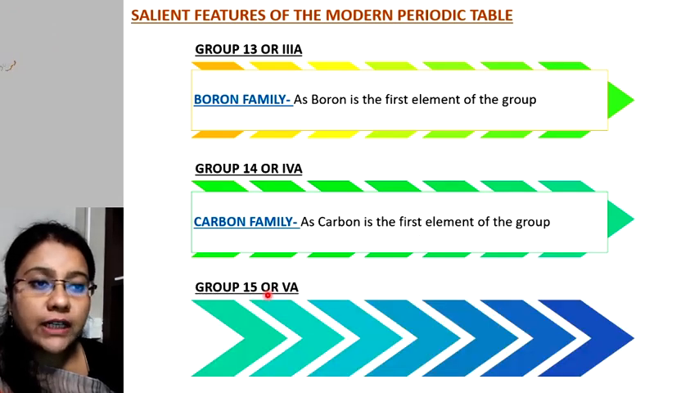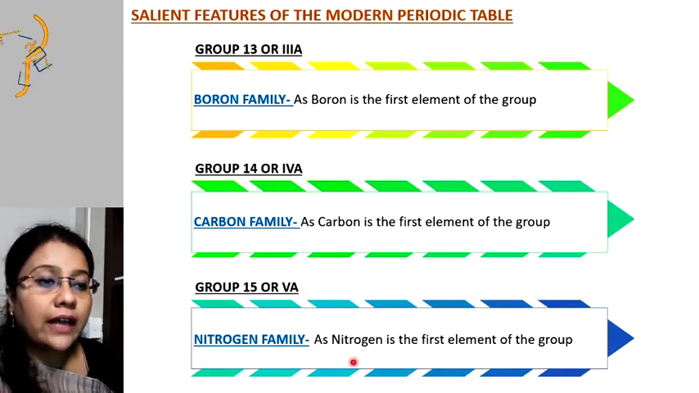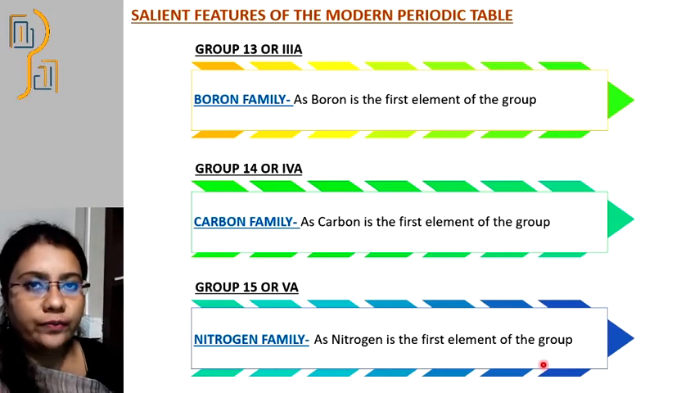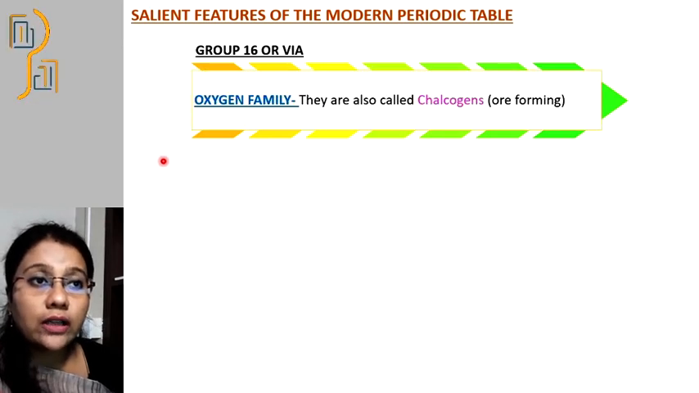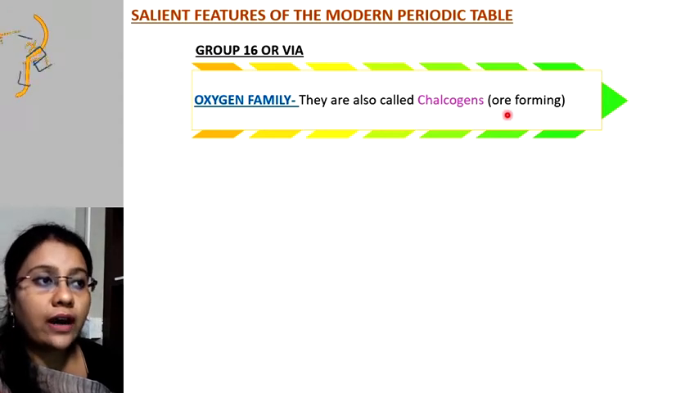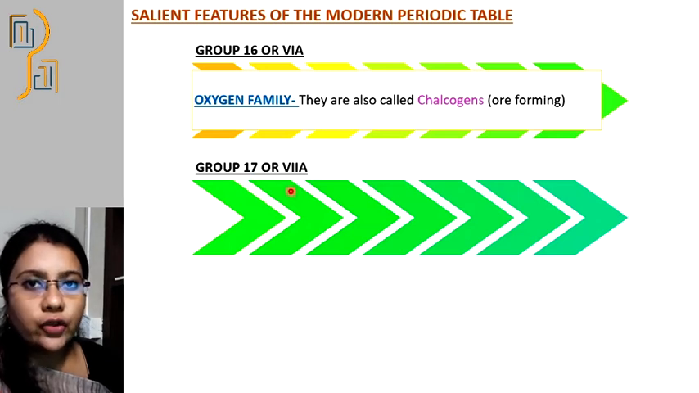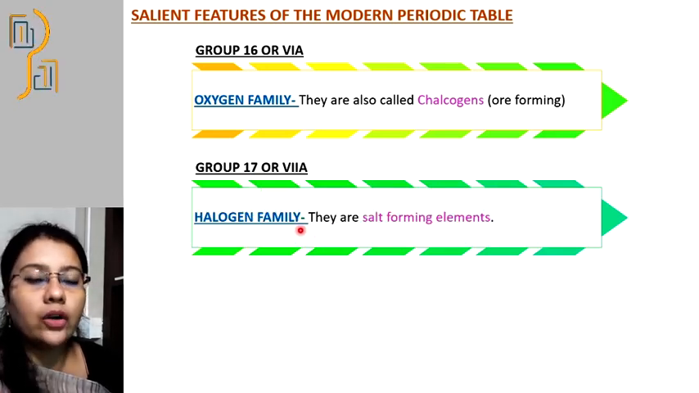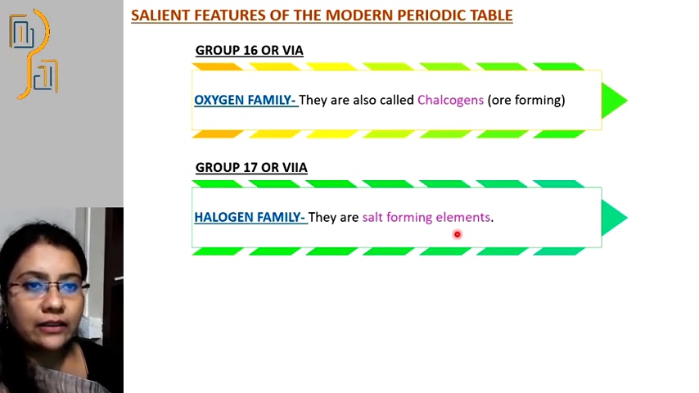Similarly, group 15 or 5A is called the nitrogen family for the same reason, that nitrogen is the first element of the group. Then comes group 16 or 6A, which is called the oxygen family. This family is also called chalcogens, which are elements that form ores, so they are ore forming elements. Next is group 17 or 7A, which is the halogen family, which we all know about. It constitutes salt forming elements, namely fluorine, chlorine, bromine, iodine, astatine.